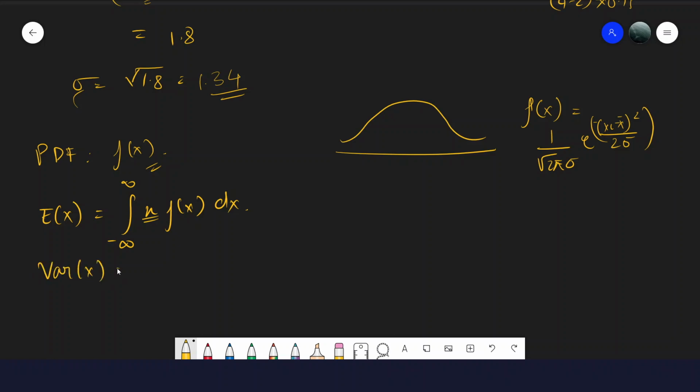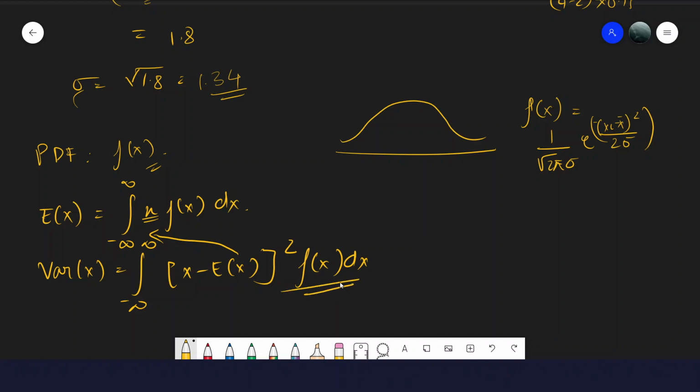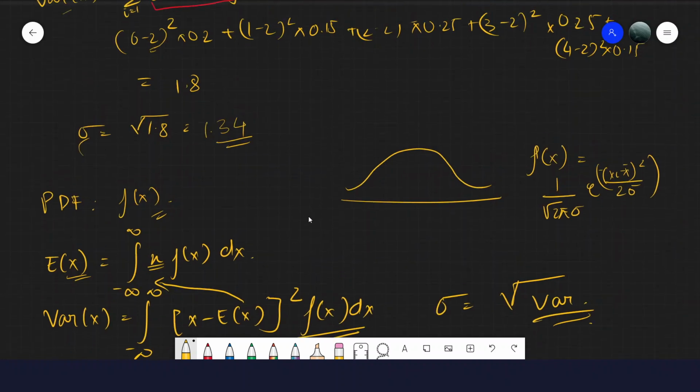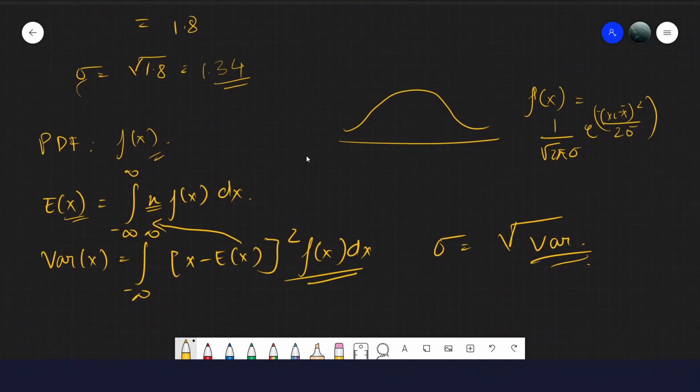Similarly, the variance of x is again the integral from minus infinity to infinity of x minus E of x, the whole square, into f of x dx. E of x is the same E of x, the mean, that we got over here. This is the variance, and standard deviation is again just the square root of variance. So this is what you mean by the probability mass function and probability density function.